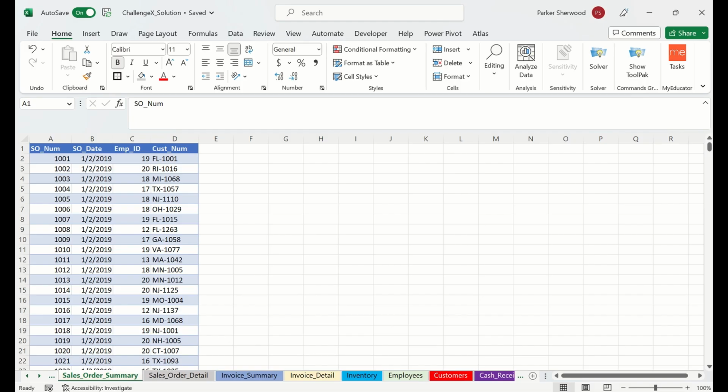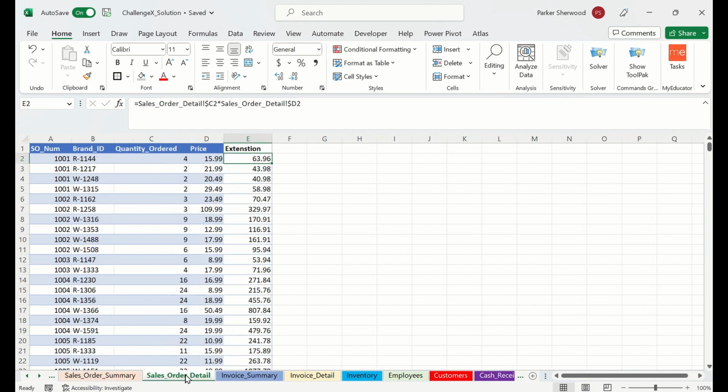First, I'll open up the spreadsheet and notice that I've used tab colors to distinguish between all the different tabs. This will come in handy later whenever we're on my combined data sheet. Other than that, all of the tables are the same as the original file, with the exception of the sales order detail. I went ahead and added an extension column here that will be useful later in our analysis.